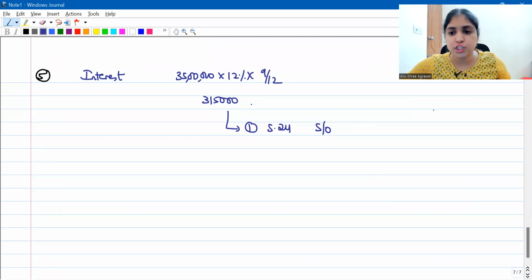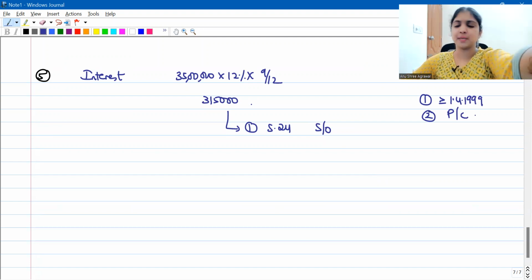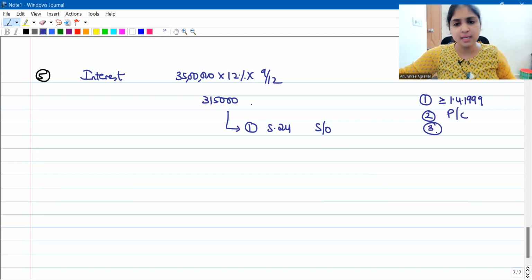So all three conditions are fulfilled. Condition 1, we borrowed the loan on or after 1st April 1999. Condition 2, we borrowed the loan for purchase or construction of property. And condition number 3, we borrowed the loan and then we finished the construction or the purchase within 5 years from the end of the year of borrowing.